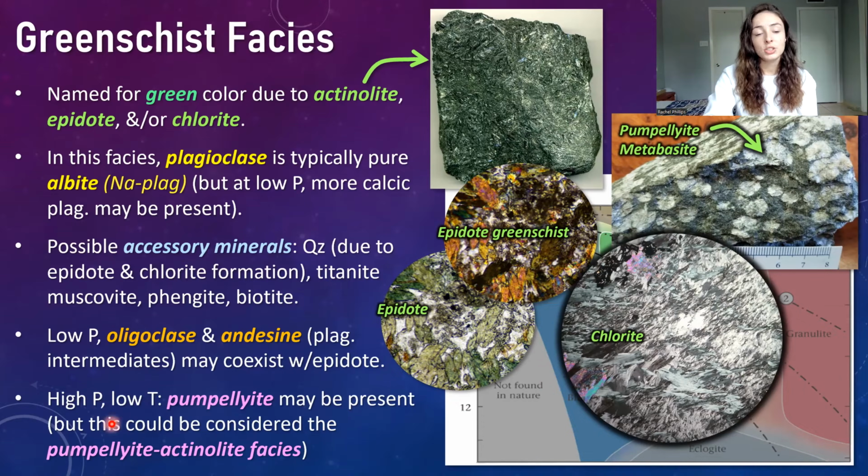And at high pressure, low temperature, pumpellyite, which is one of the minerals that defines the P&P facies, that's even lower temperature and pressure, might be present in this Greenschist facies. And we can see a pumpellyite metabasite in the top corner here, but some consider the assemblage of pumpellyite and actinolite to be its own facies, because the P&P facies is, as we'll see later, defined by the absence of actinolite, whereas the Greenschist facies has actinolite. But some think that if actinolite and pumpellyite are present, then it's its own facies, like in between P&P and Greenschist facies. But I'll show more about that low temp facies later.